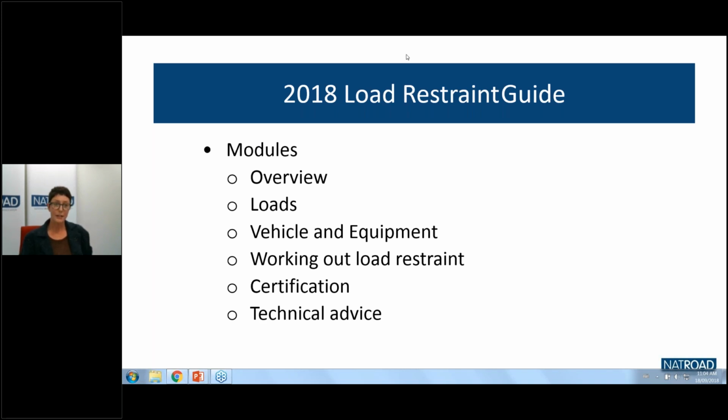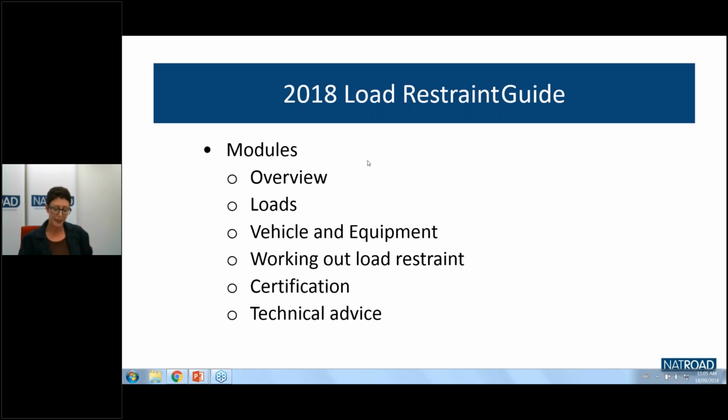The second module is the loads module, and this module contains a range of different load types and specific advice provided on these different load types. We've included the common load types that were in the previous guide, such as the general freight, the contained loads, and the large loads. But we've also added a couple of new ones in there. So there's now livestock, logs, scaffolding, and turf as well.